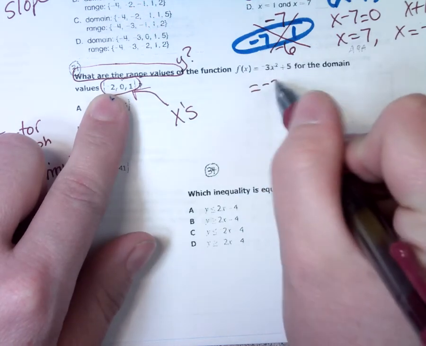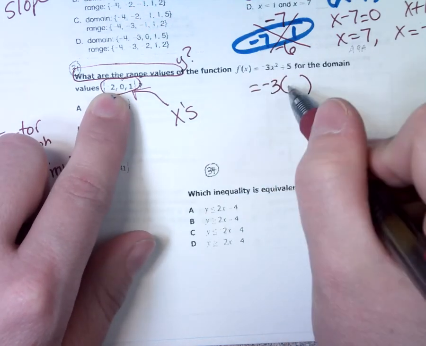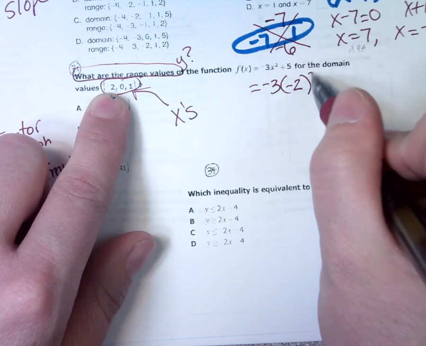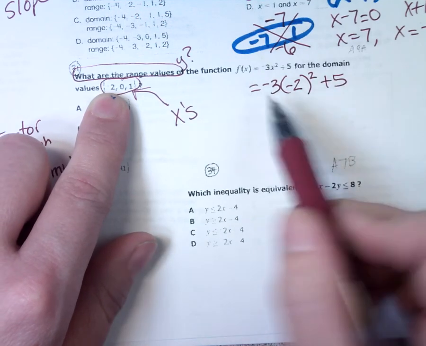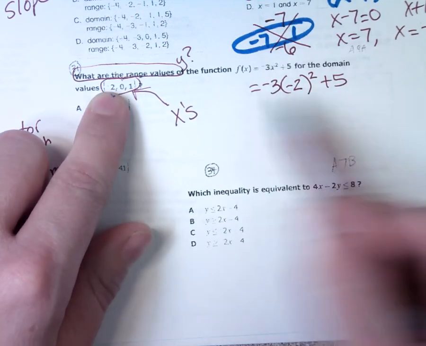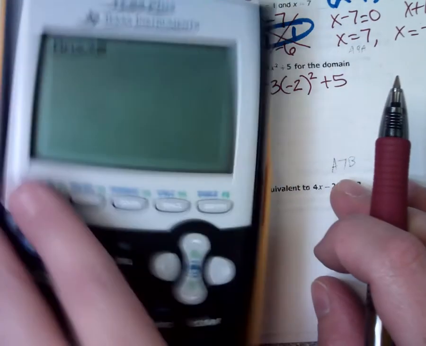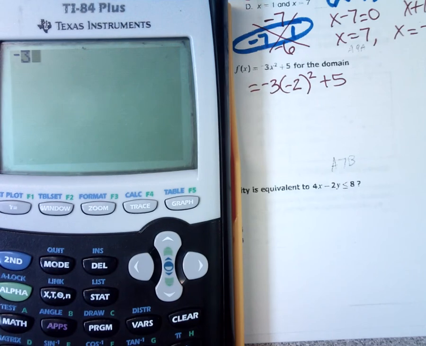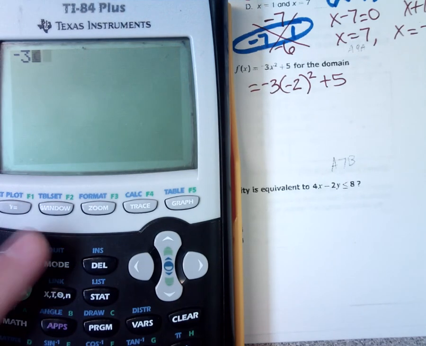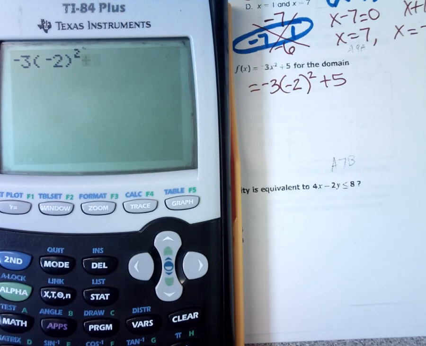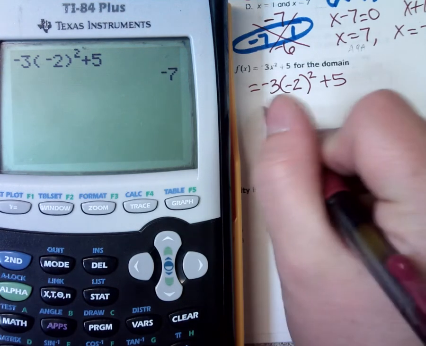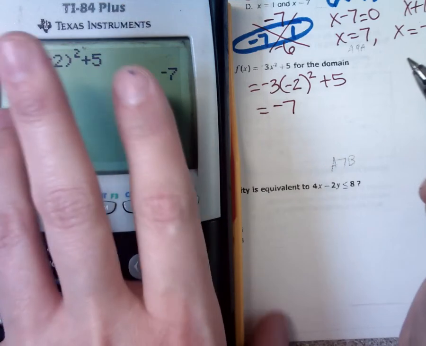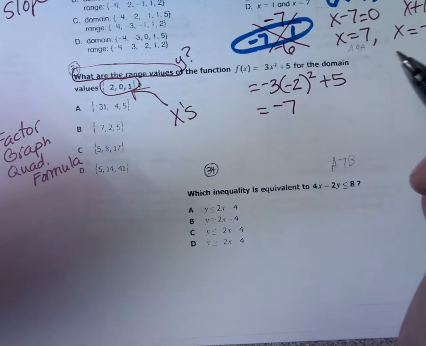The x. So it would be -3. I'd slap my parentheses down. I'd plug -2 into the x, recopy the squared, recopy the +5. You could always make your calculator work that out, or we could do that by hand. I'm just going to real quick put that in the calculator, just like how I wrote it. So I'm going to type in -3, parenthesis, -2, square it, +5. So I just type it in just like how I wrote it on my paper, and I get an answer of -7. Knowing that, do you know what the answer is?